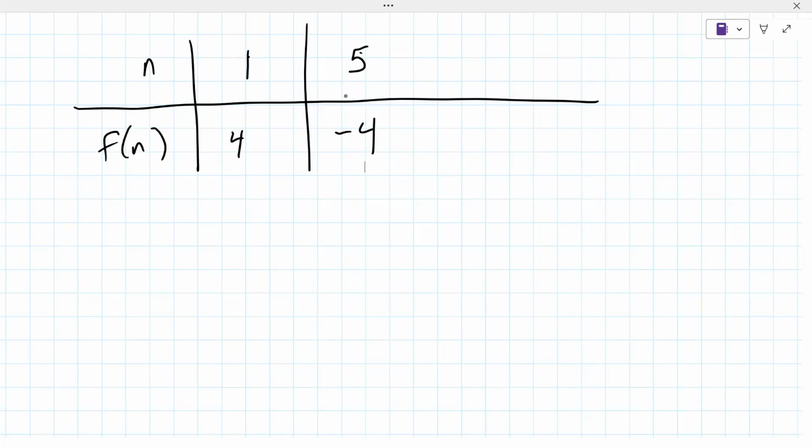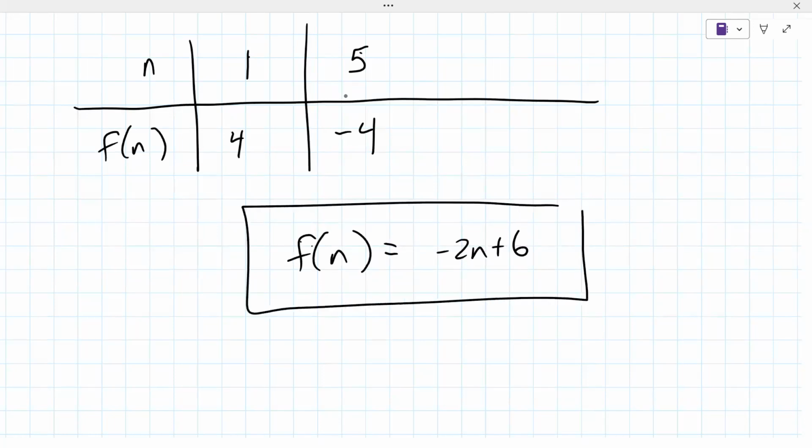f of n equals -2n plus 6. Yes, excellent. Nice. All right. So whatever you need to do in your notes to organize the past few problems, please spend a minute here if you need to. But that is the process for doing that. You will be asked to do something like that in your test or quiz.